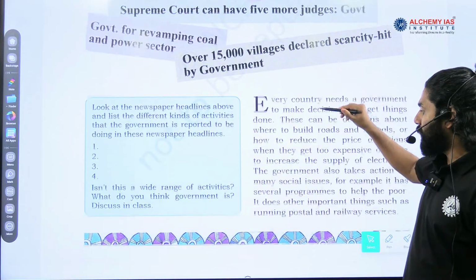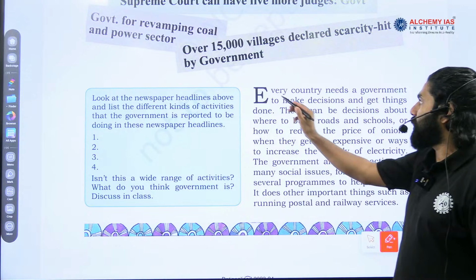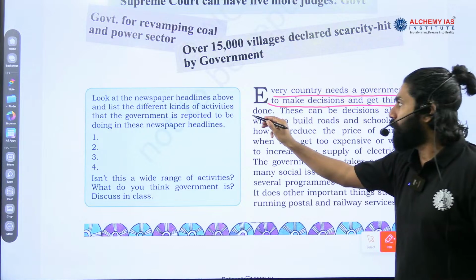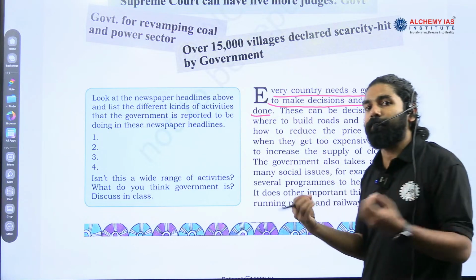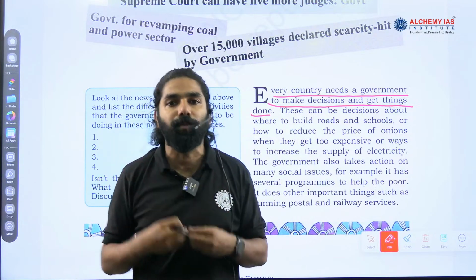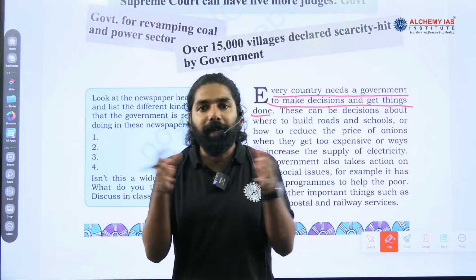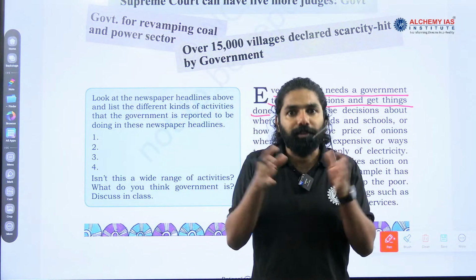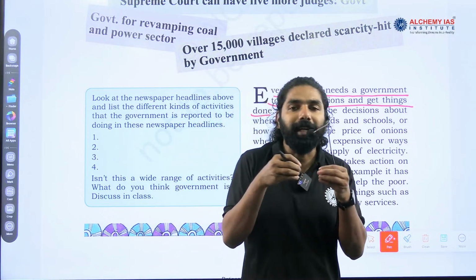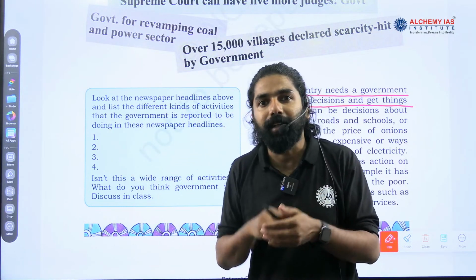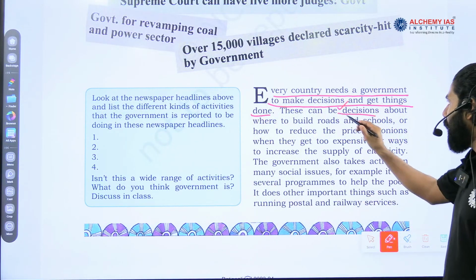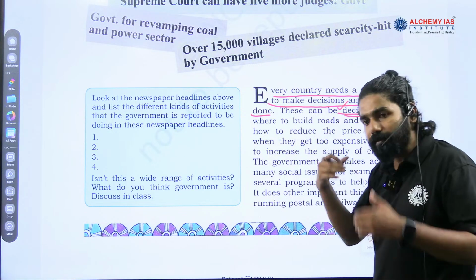Paragraph 1 starts with the sentence: every country needs a government to make decisions and to get things done. Irrespective of region or continent, every country in our world needs a government to make order in the system, the society, and the area that they rule, to make decisions and get things done. Then only everything will be in a proper manner, and they take decisions in order to ensure welfare.